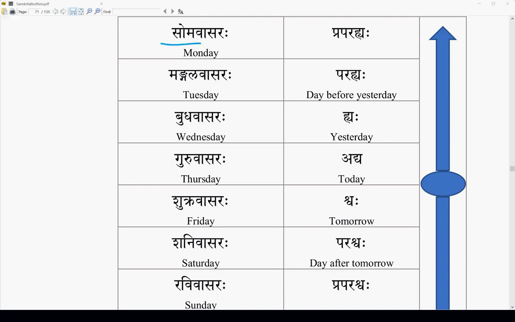Monday is Somavasaraha, Chandravasaraha, Indravasaraha. But at least you can remember one. For those who are new, you can remember these at least. Okay? And Mangala.